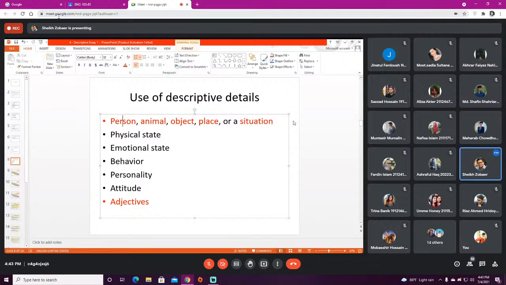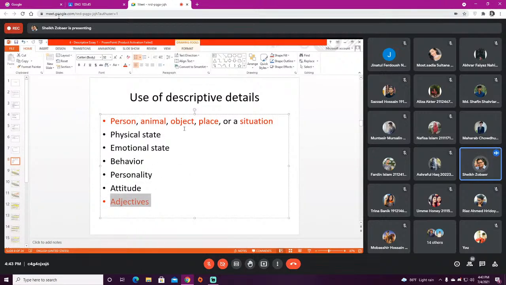So find out relevant words. Okay, so I have used the description of a person as an example here. For example, physical state, emotional state, behavior, personality, attitudes, and you will need to know a lot of adjectives so that you can describe these things properly.